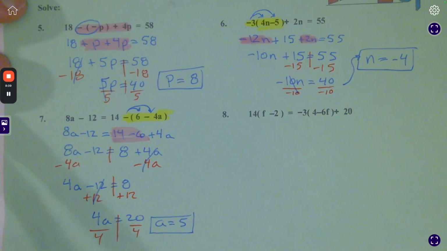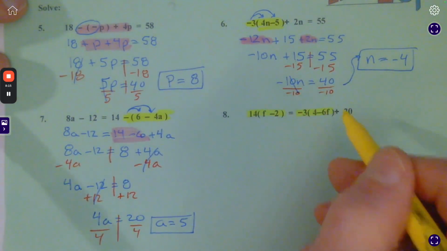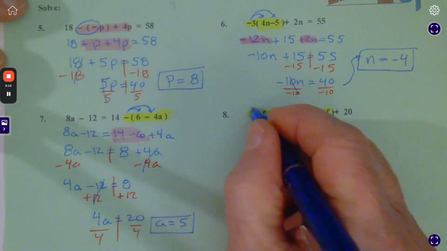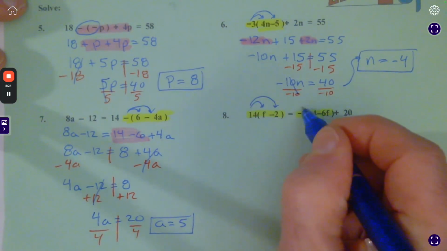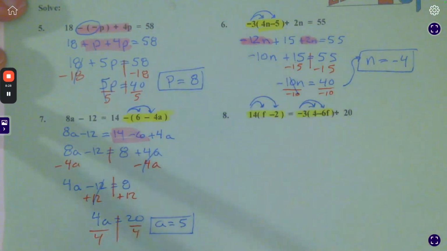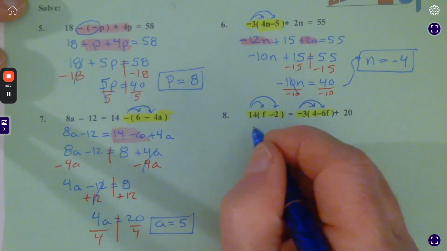Okay, there's a lot going on here. First thing I notice on number eight is that I got to distribute there and there. So I have to distribute twice. And do 14 times that and 14 times that. Negative 3 times that. Negative 3 times that. So let's do it. 14 times f is 14f.